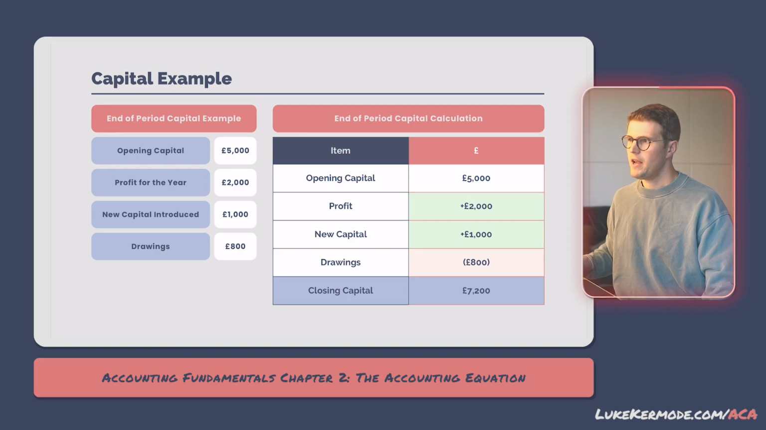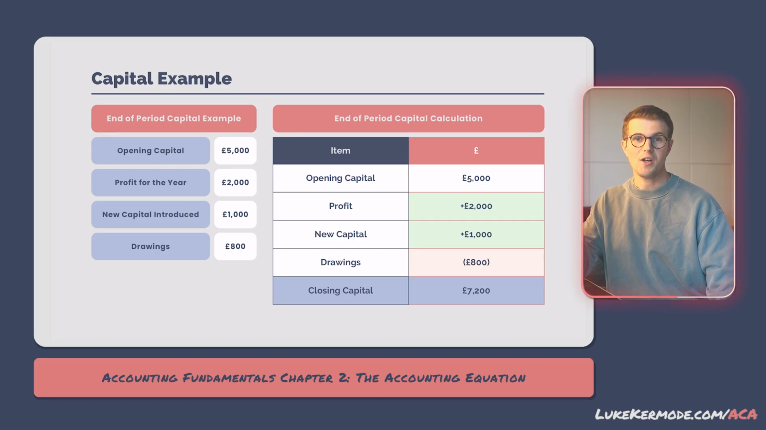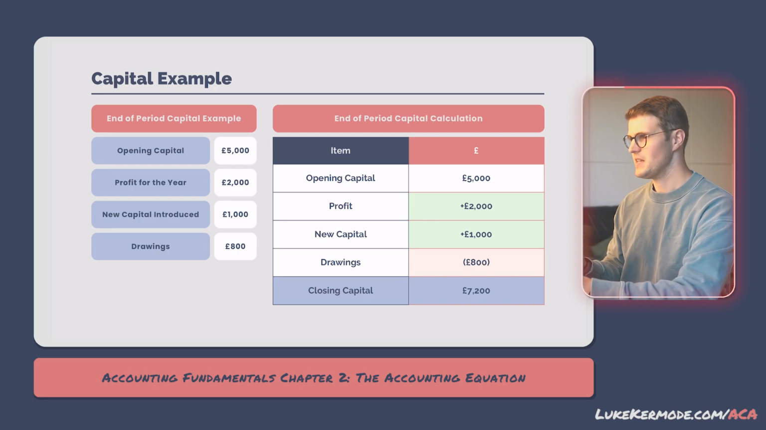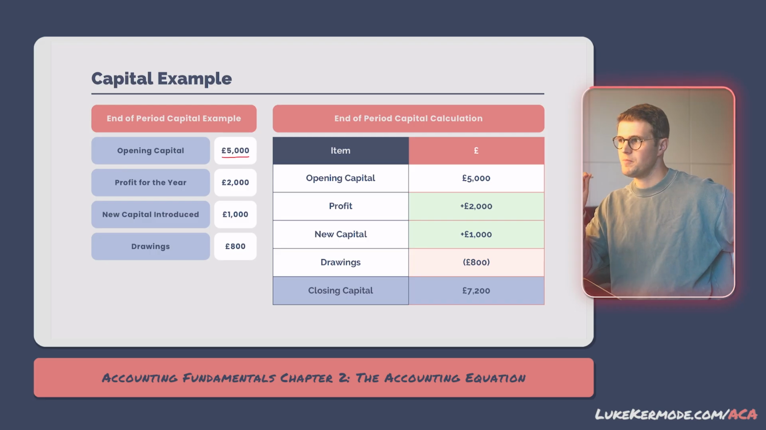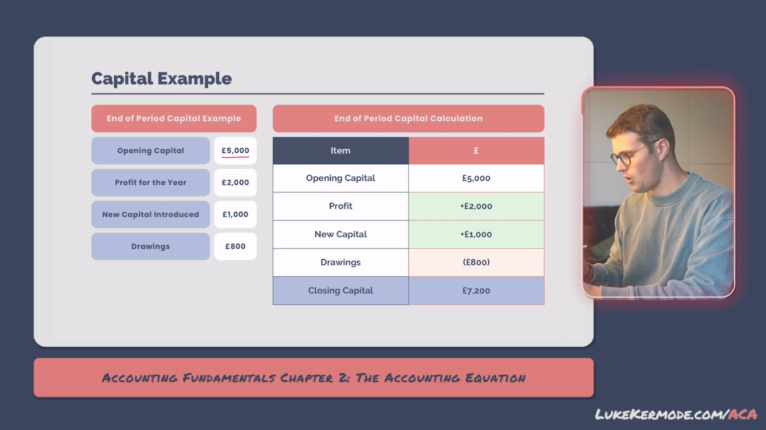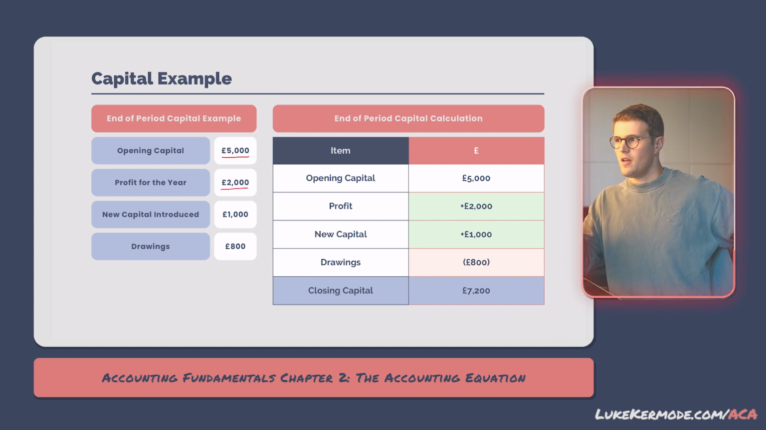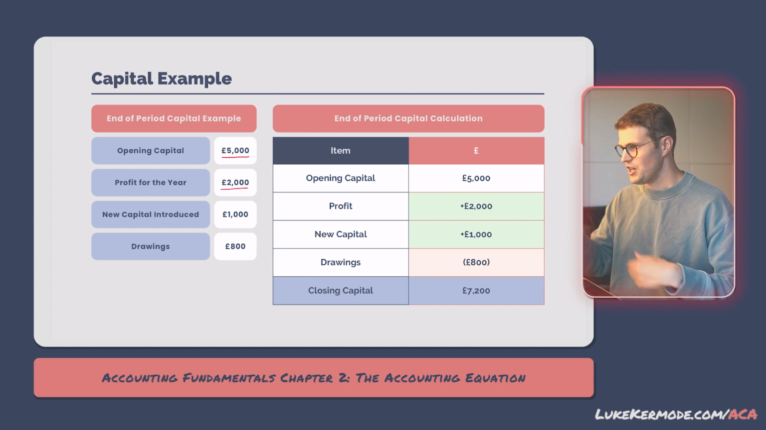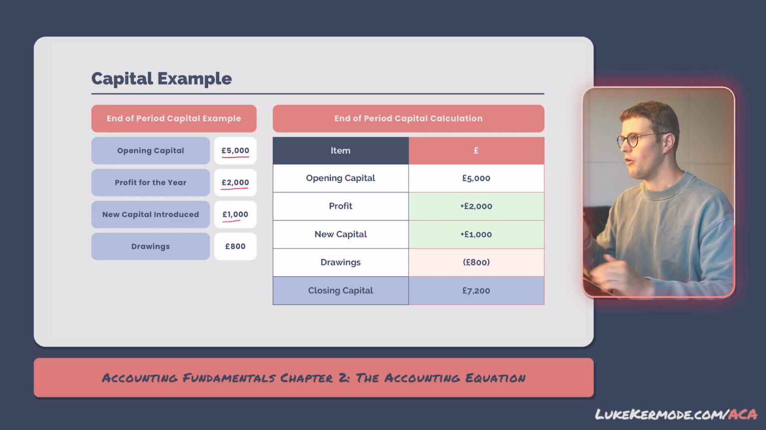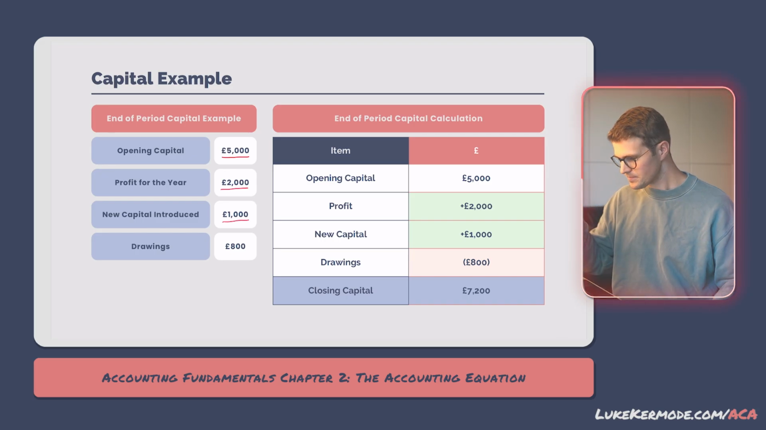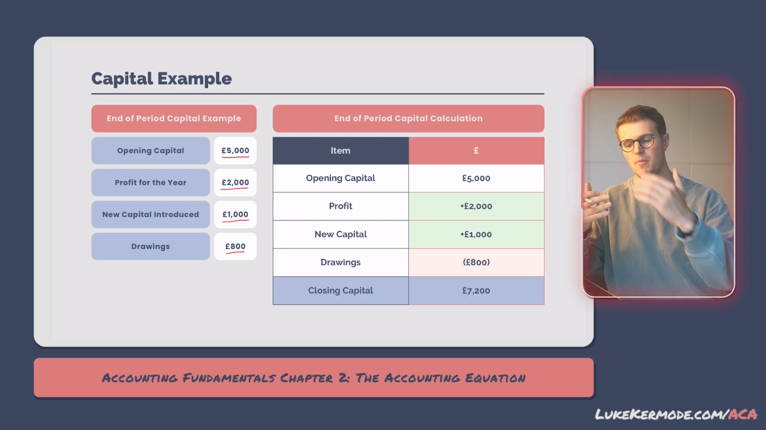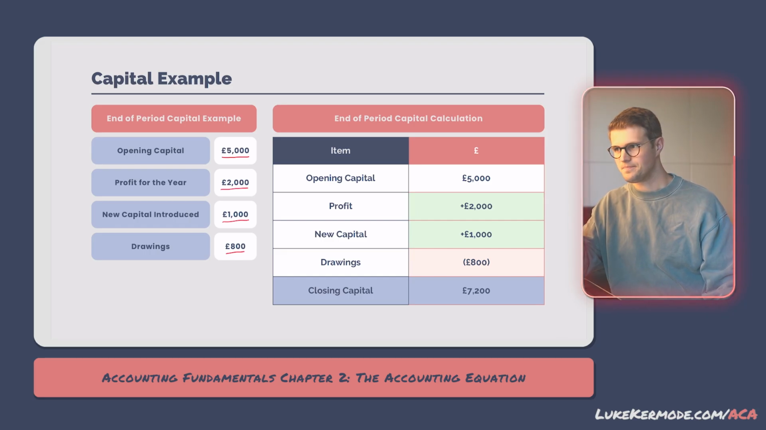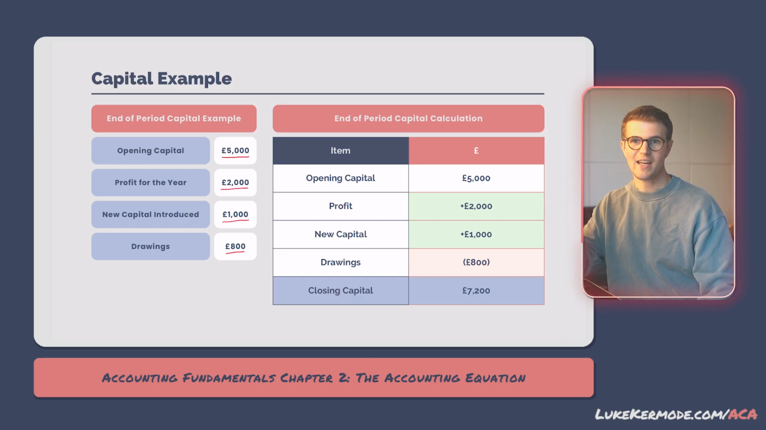Cool, let's now apply the end of period capital equation to a simple worked example. At the start of the year, the business had £5,000 worth of brought forward capital. That's the owner's investment in the business at the beginning of the period. During the year, the business earns a profit of £2,000. The owner also decides to invest an additional £1,000 of new capital into the business. Also during the period, the owner takes out £800 worth of drawings, which is money withdrawn from the business for their personal use. So we can now plug that all into our capital equation.